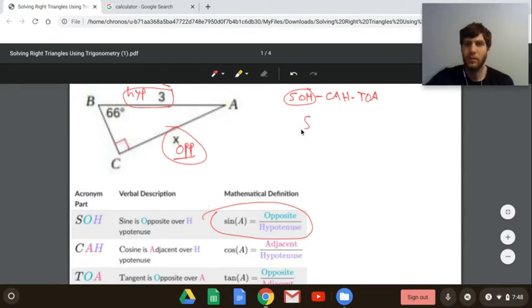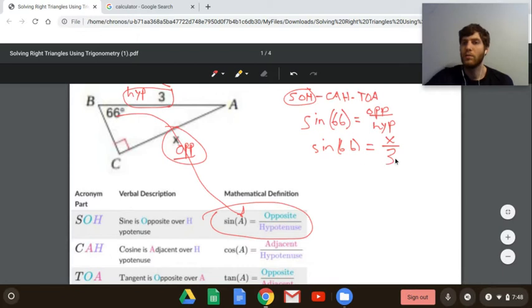Okay, so our angle is 66, so we're going to plug that in here. The sine of the angle, which in this case is 66 degrees, is going to be equal to the opposite side over the hypotenuse. So that's going to be the sine of 66 equal to the opposite side, which is x, and the hypotenuse is 3. So x over 3.